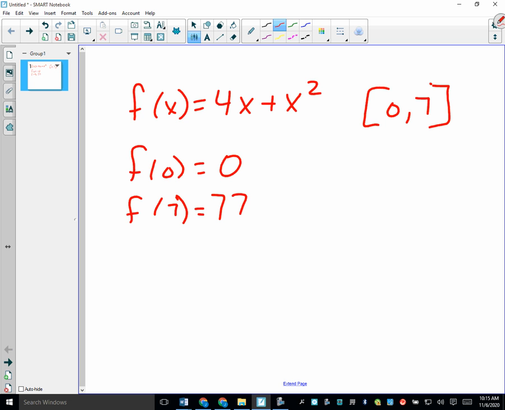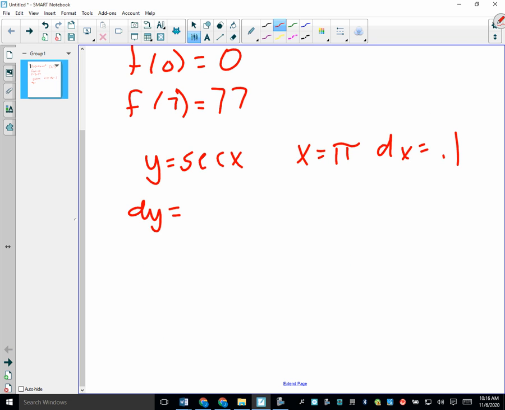Okay, guys. If I tell you y equals secant of x, x is pi, dx is 0.1. Find dy. What does dy equal? Secant x.